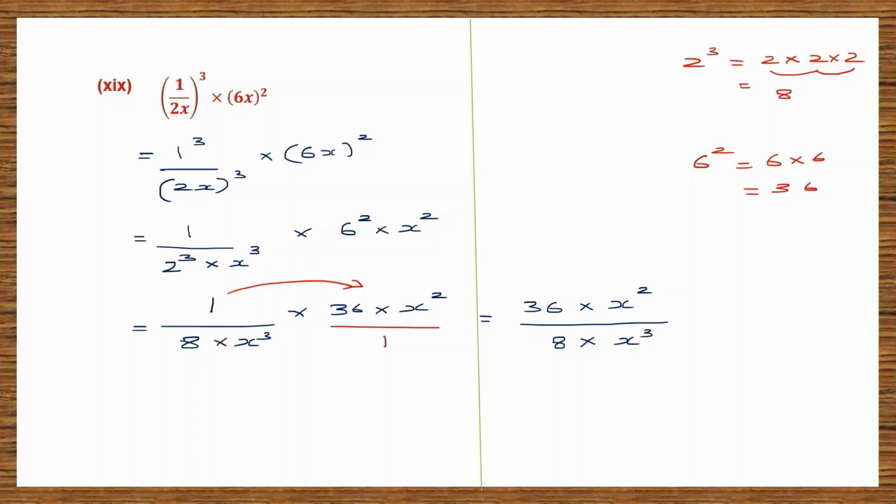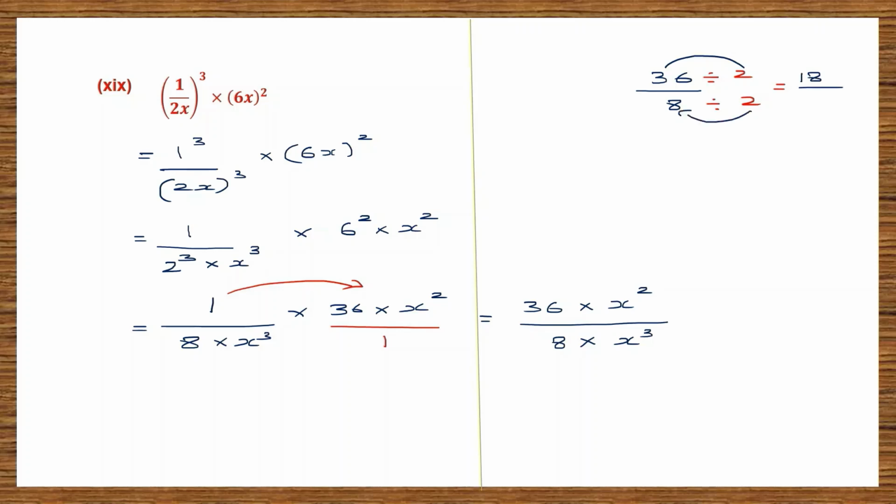Now let's do that. Let's take 36 by 8. Now 36 divided by 8. Now this can be reduced by 2. Both these numbers are divisible by 2. So let's reduce this and see. 2 into what is 36? 2 into 18 is 36 and 2 into 4 is 8.